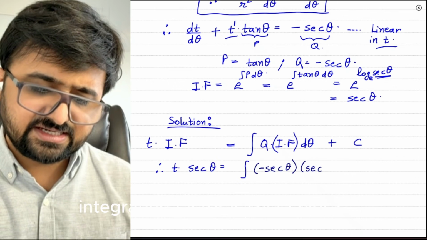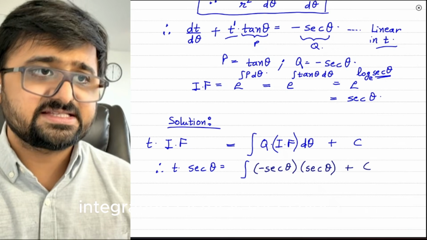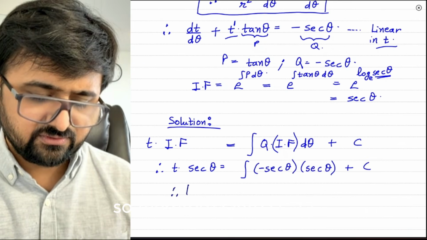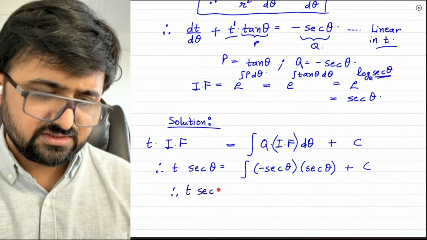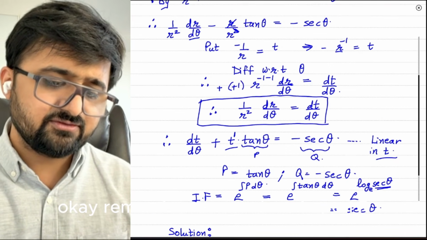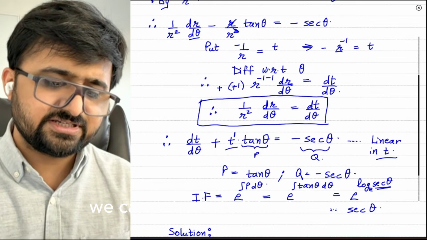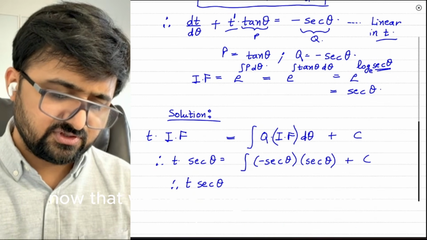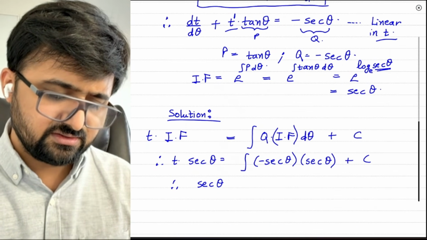Integrating factor is sec theta plus c. So therefore, T into sec theta. Remember T was minus 1 upon r. We can substitute it back now. Now that we have solved, T was minus 1 upon r.